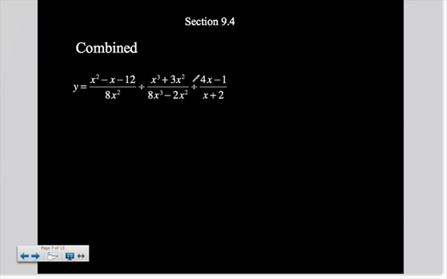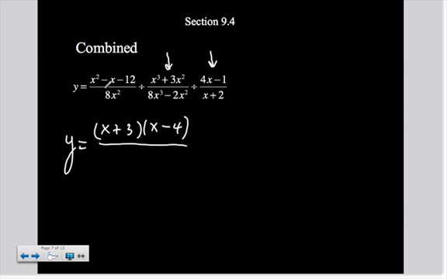Again, if I have multiple operations, I'm going to invert that fraction. I'm going to go through this, and as I do the inverting, I'm also going to factor. So this tells me my signs are different, plus and minus. Factors of 12 with a difference of 1, that's going to be 4 and 3. 4 goes with the minus sign, over 8x squared, times.